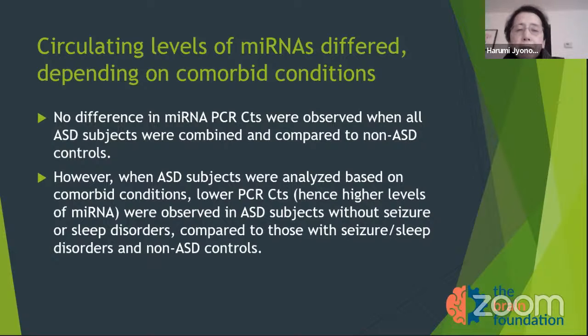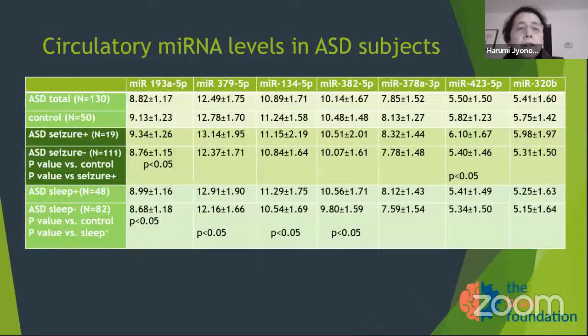Essentially, the ASD subjects without seizure or sleep disorders have a higher circulating level, which means lower PCR count, as compared to the ASD subjects with seizure or sleep disorders or non-ASD controls. So the result changes are not strikingly significant, still like a trend.